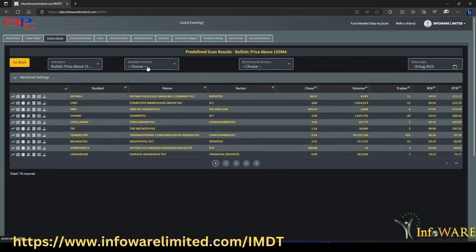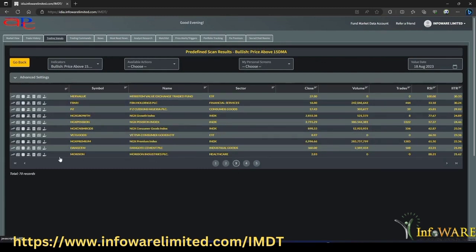I can add all of this straight into my watch list, add all of them to my simulated portfolio, or I can download them. And I can make this my own personal screen by saving it. Right now I don't have anything that I've saved yet. And you can scroll through the different items right there.